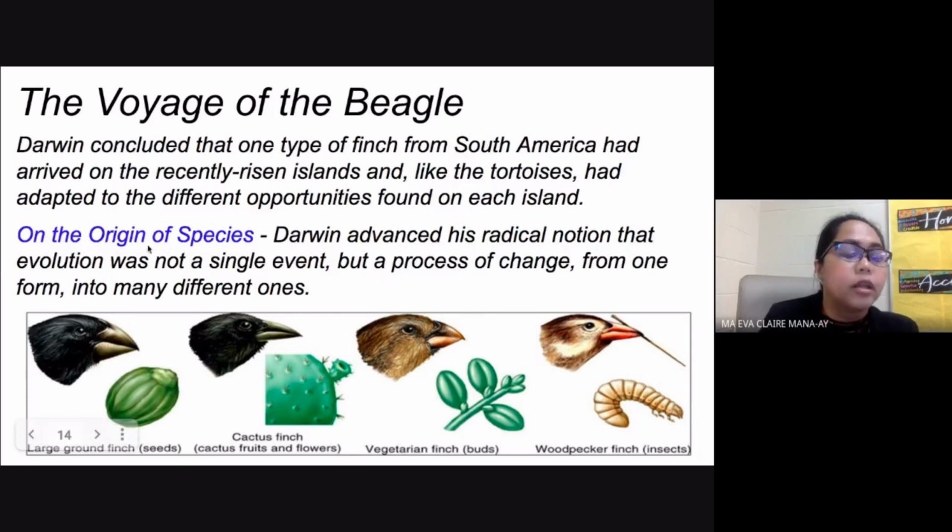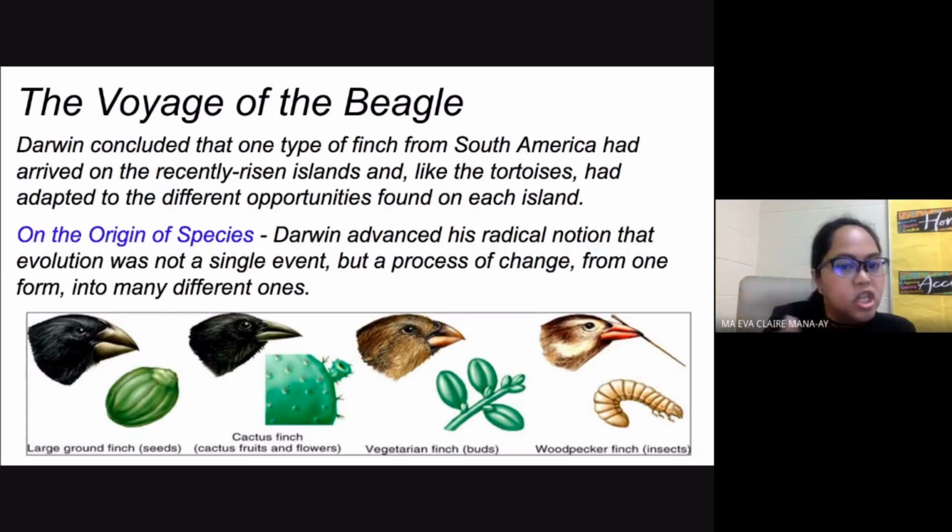So Darwin had this book he called On the Origin of Species. This was the same book where he wrote that humans came from apes. In his book, he advanced his radical notion that evolution is not a single event. According to Darwin, it is not a one-time, big-time event. It is a process of change, one form from another into many different ones, that happens over a period of time. So evolution does not happen overnight. That was the idea of Darwin.